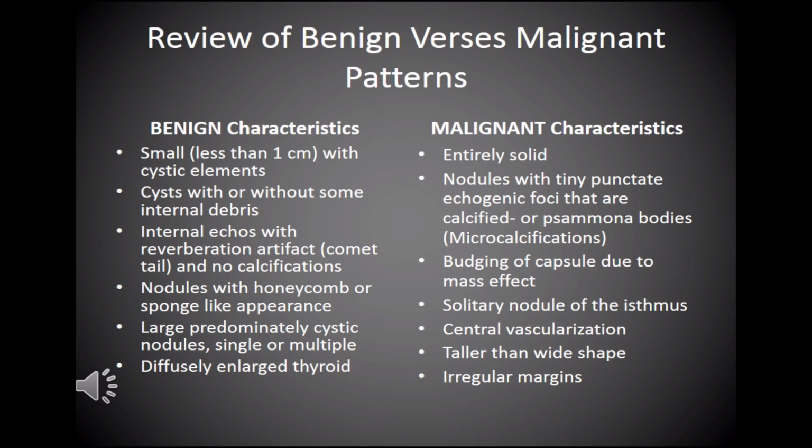Nodules with malignant characteristics include nodules that are entirely solid, nodules with tiny punctate echogenic foci that are calcified or psammoma bodies or microcalcifications, bulging of the capsule due to mass effect, in other words, when the nodule pushes on the capsule because of rapid growth, solitary nodules of the isthmus, nodules with central vascularization and the taller than wide shape, and nodules with irregular margins.